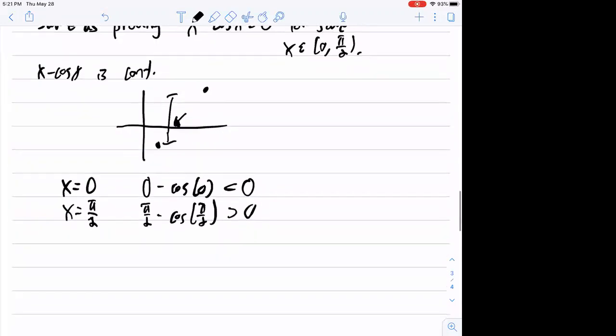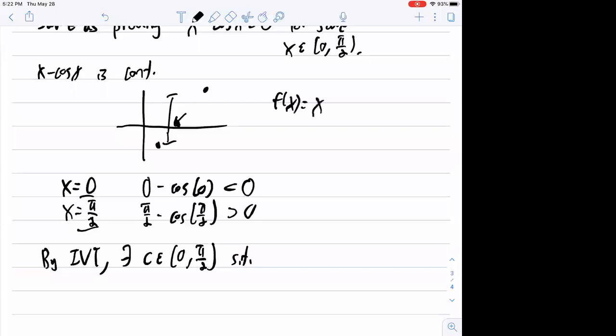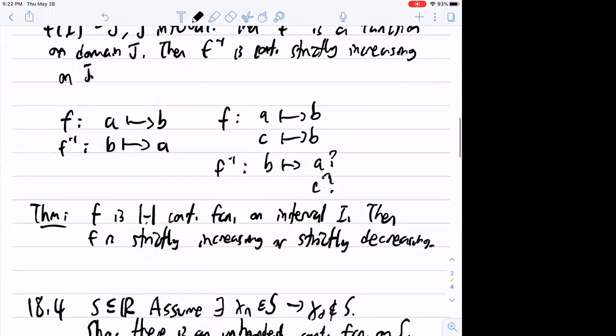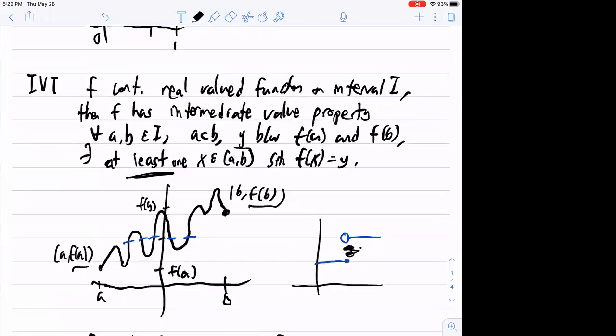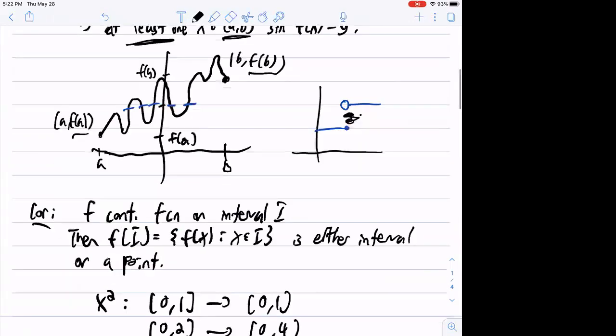So from here, by IVT, there exists c in the 2 points you chose, 0 and pi over 2, such that if I let f of x be x minus cosine x, then f of c is 0, right? Let me just quickly go back to IVT. There exists x in a, b, and a and b are the points you plug in. So the interval you're in matters.